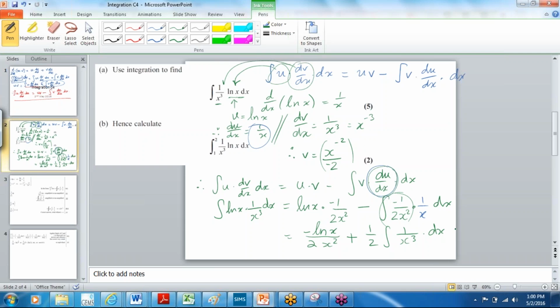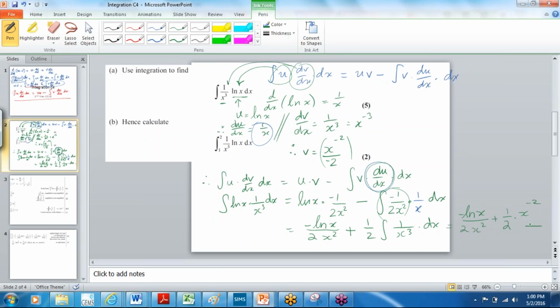We did that here, so therefore we will just let that be negative natural log of x over 2x squared plus 1 over 2 times x to the negative 2 over negative 2, and we finish with plus c. So we've got negative ln x over 2x squared minus a quarter, x squared underneath, plus c. And then we have the answer to part A.